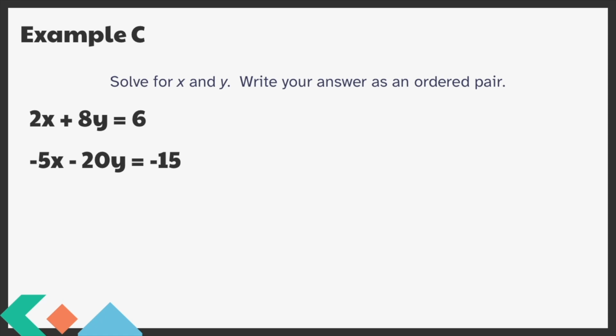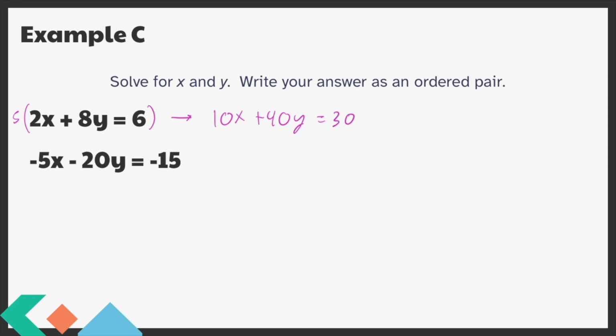So we could try and figure out something that 8 and 20 go into, but that doesn't sound like a lot of fun. It's a lot easier to do 2 and -5, and since one of them is negative, we don't have to worry about changing the sign on either. So 2 and 5 easily are going to give me 10, so that's where I'm going to start. So I'm going to multiply my top equation by 5. So 2 times 5 is going to give me 10x. 5 times 8 is going to give me 40y. And then 5 times 6 is going to give me 30.